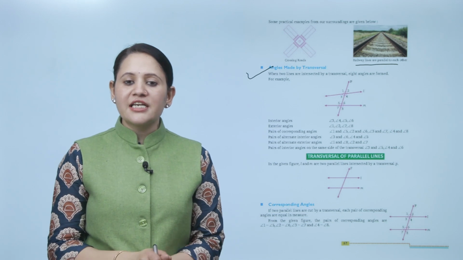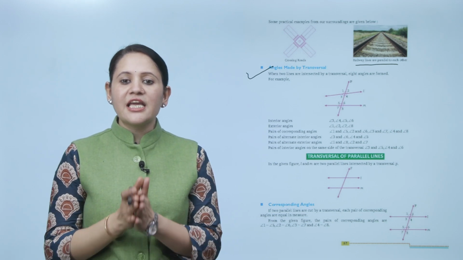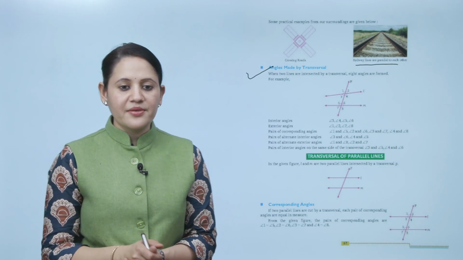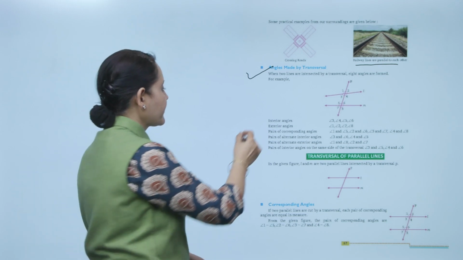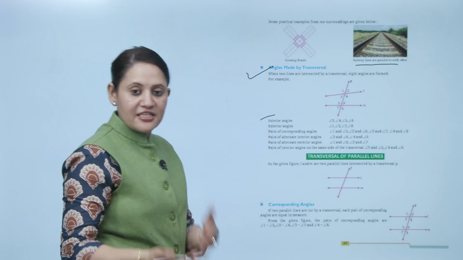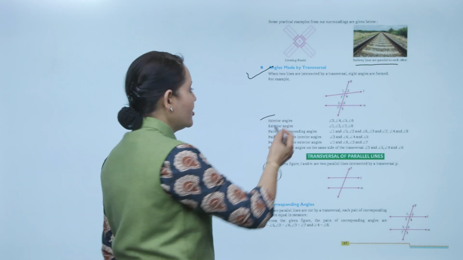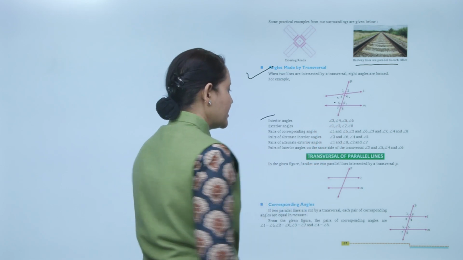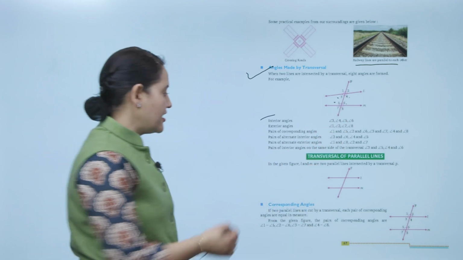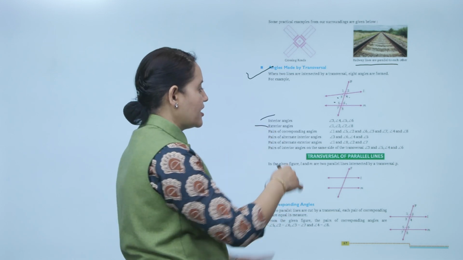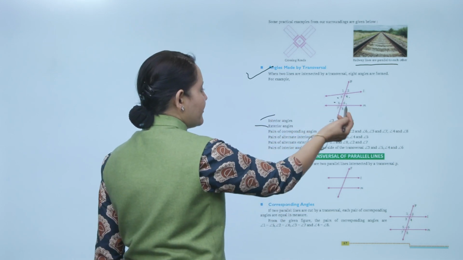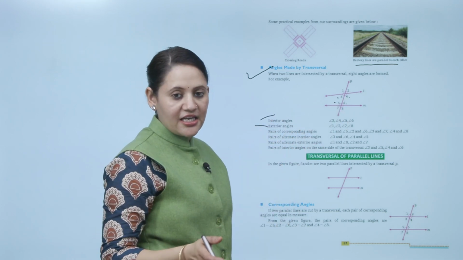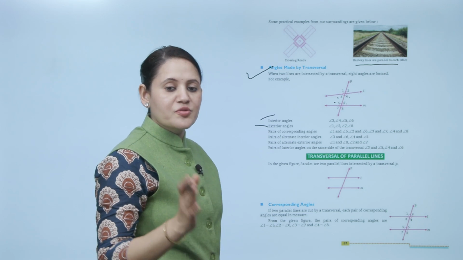When two lines are intersected by the transversal, eight angles are formed. For example, first, interior angles. Interior means inside. So, angles 3, 4, 5 and 6 are the interior angles. Exterior angles mean outside. So, 1, 2, 7 and 8 are the exterior angles.